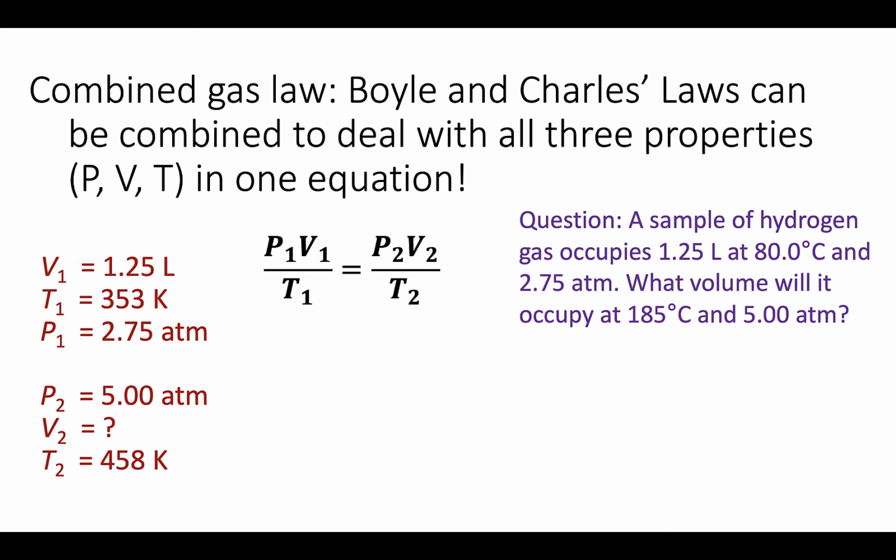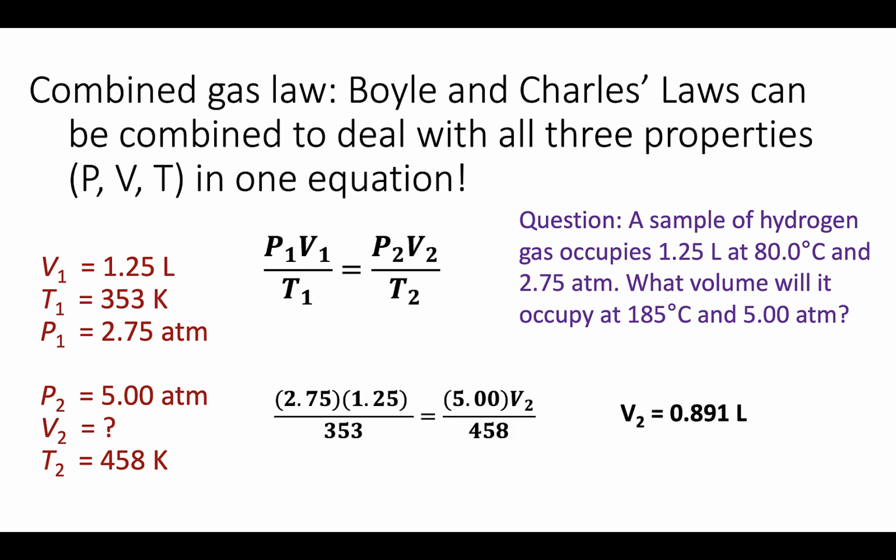And the second state is going to have this other pressure temperature condition, that's at 185 Celsius and 5 atmospheres. And the volume at that second condition is what we're solving for. So it's a two-state problem. We've laid out all of our variables, and we can solve for V2, and we obtain that V2 is equal to 0.891 liters.